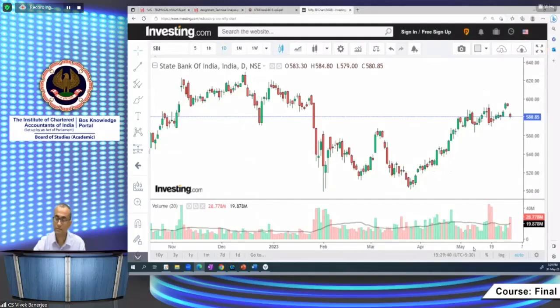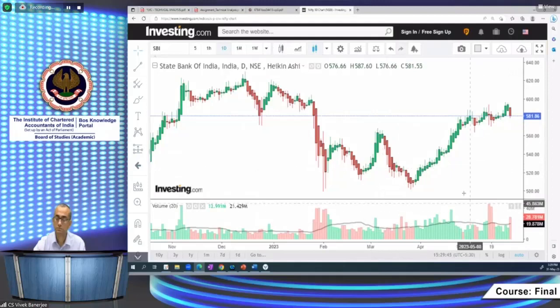Here, see. Here the share prices have increased. See, from 31/3/2023 to 8/5. It is showing a bullish trend from 29/3 to 8/5, meaning 29th of March to 8th of May.